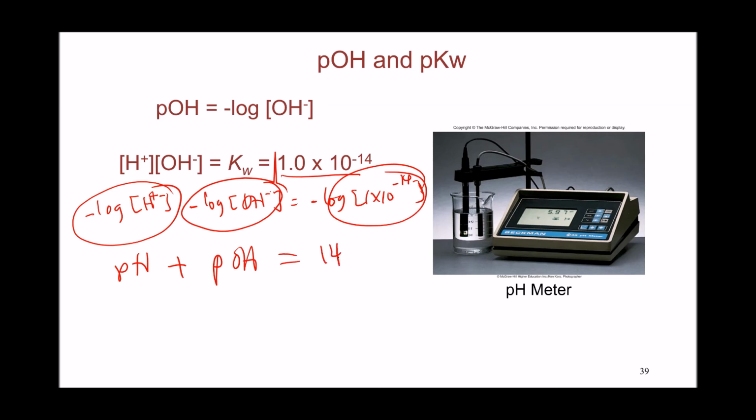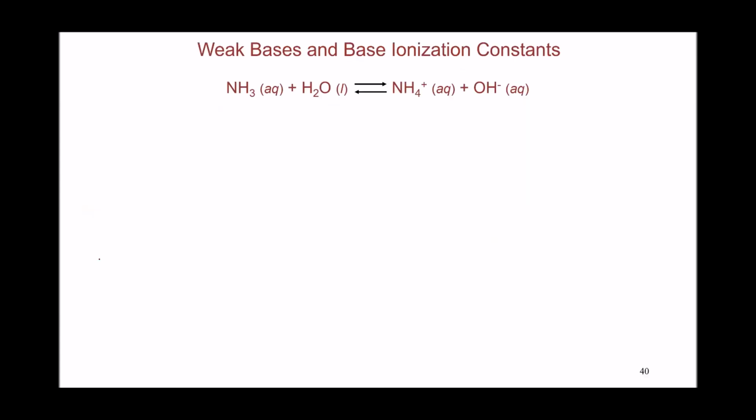So the sum of pH plus pOH will equal 14 in any aqueous medium. And that is very useful to just measure the alkalinity of a solution depending on pH only. You don't need to have a special meter for pOH. And that allows us to apply equilibrium conditions to weak base ionization.